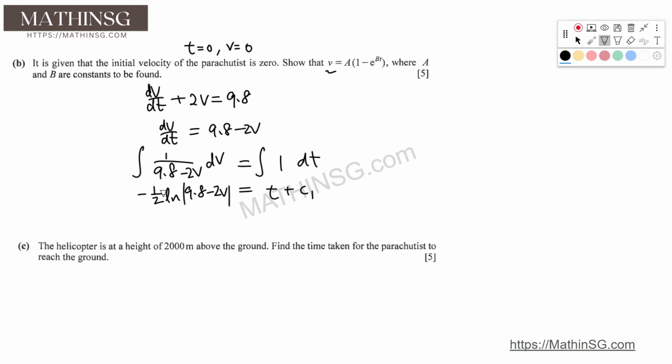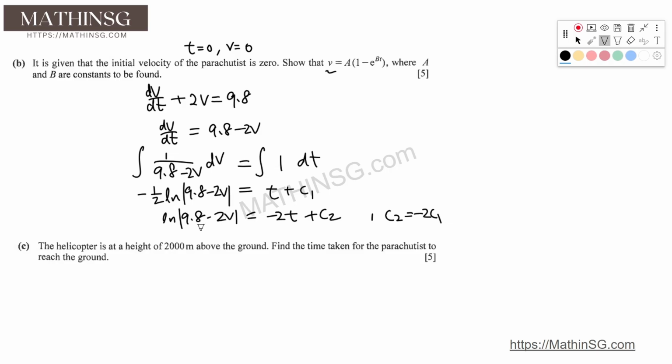Next, I'm going to multiply both sides by negative 2. So I have minus 2t minus 2c1. Then I will let c2 be equal to minus 2c1. So I'll erase this and change this to plus c2, because it's an arbitrary constant. Minus 2 times an arbitrary constant is still an arbitrary constant. So I just change it to c2.